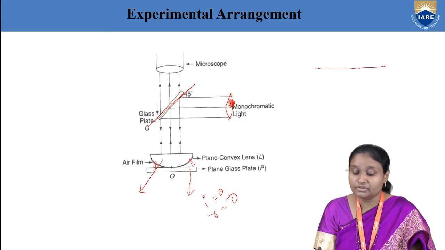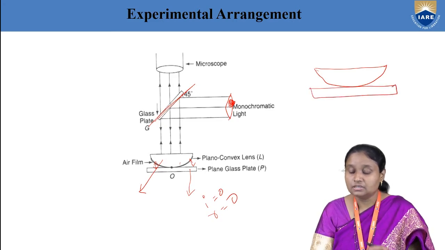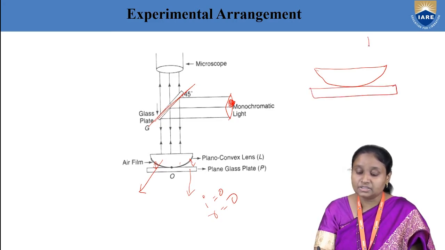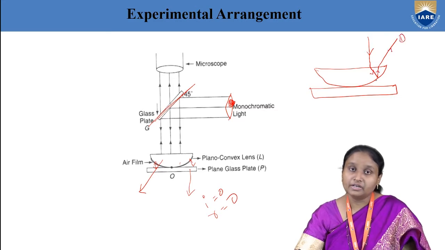Now, looking at our figure, I am drawing it again. This is our convex lens and this is our plain glass plate. Suppose light enters this lens and goes inside. This is the top surface of the air film, and our light gets reflected. As you can see here, this is our first ray, which got reflected from the top surface of the air film. From this point, light goes through the air film.